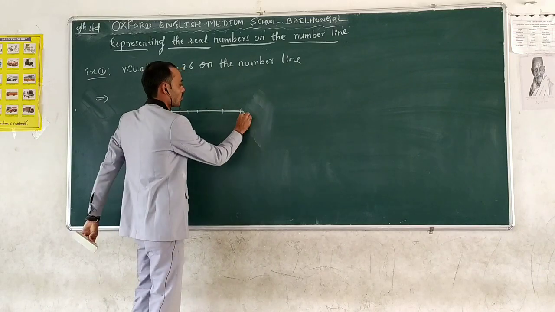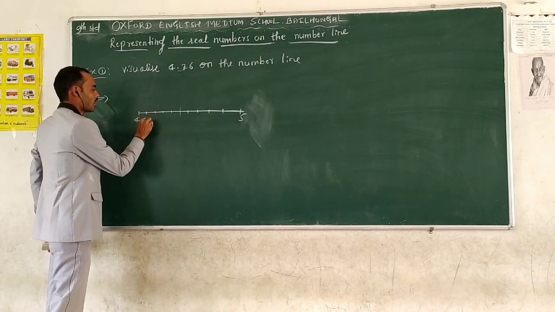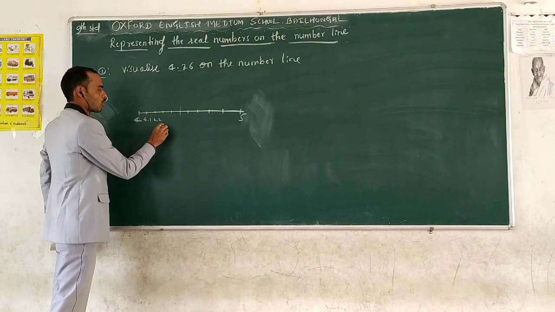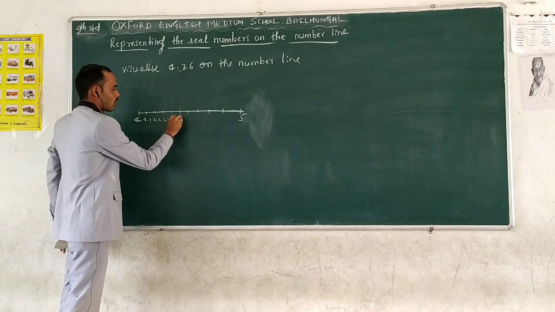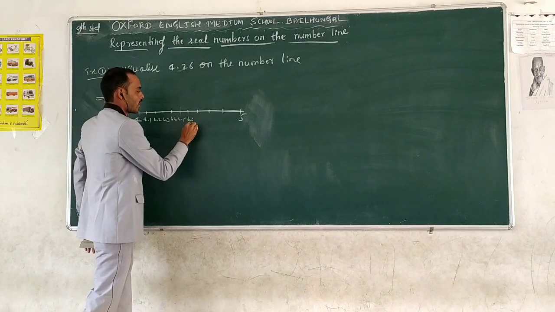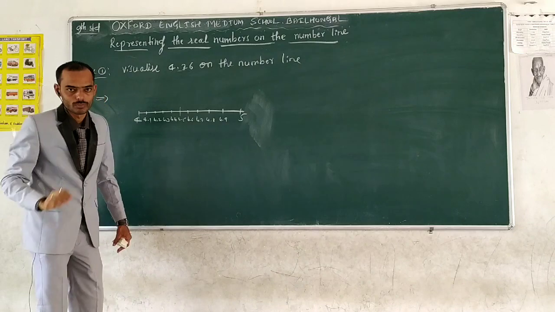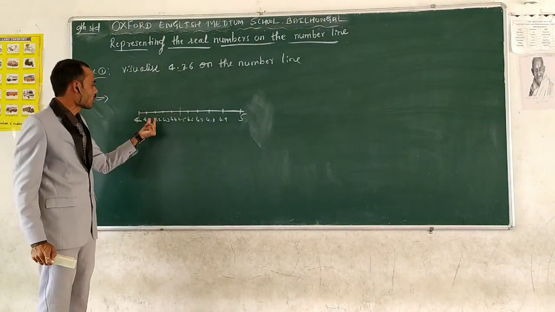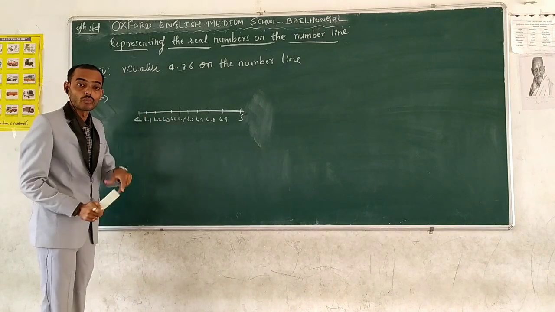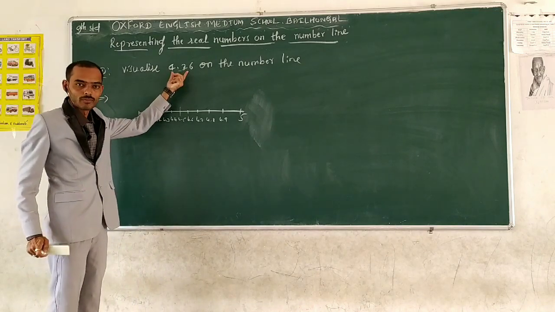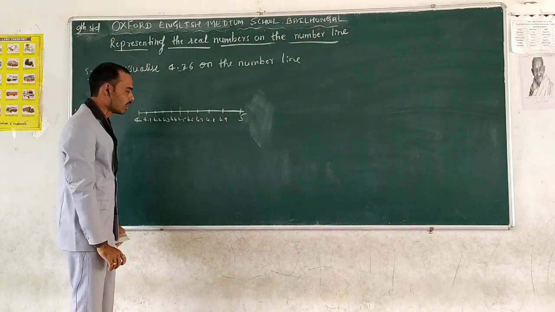So, from 4 to 5, these are 4.1, 4.2, 4.3, 4.4, 4.5, 4.6, 4.7, 4.8, 4.9 and 5. Okay, so 4.2 is here, but we need 4.26. Next, we have to consider the next digit of 4.26.